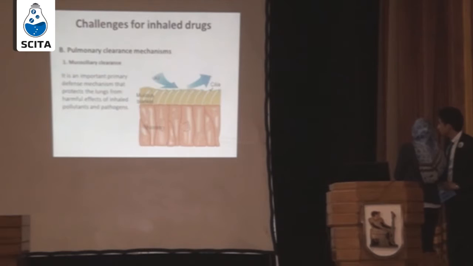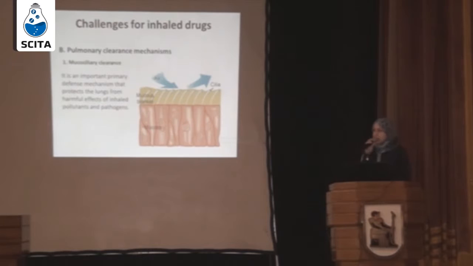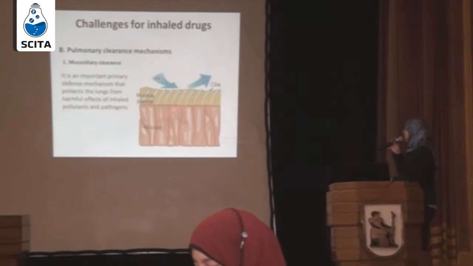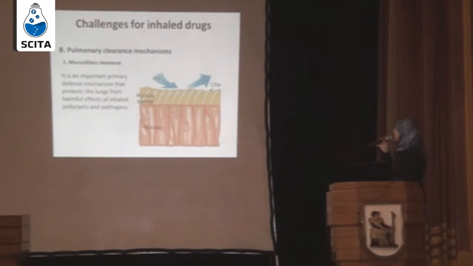So the epithelium layer is composed of two cells. The first is the goblet cells, which secrete the mucus, and the upper one is the ciliated cells. When the mucus is secreted, it forms a layer on the ciliated cells. And when any particle, including the drug, is entrapped in the mucus, it is removed by the body, either by coughing or swallowing. So this results in the drug being useless. This is the first defense mechanism.